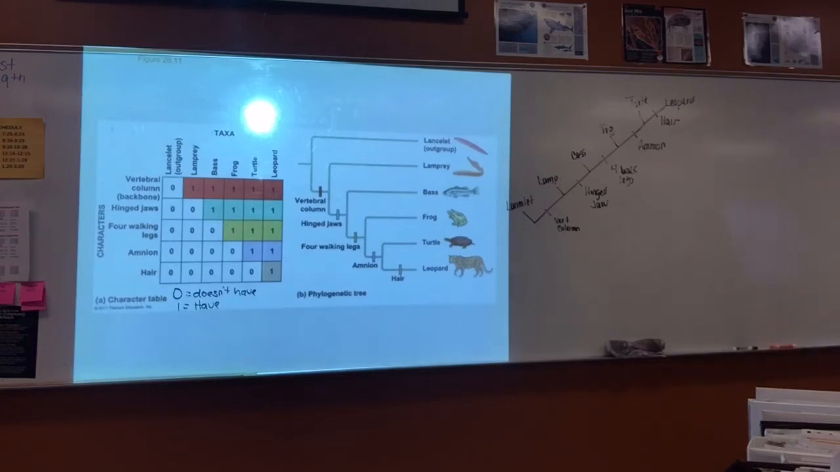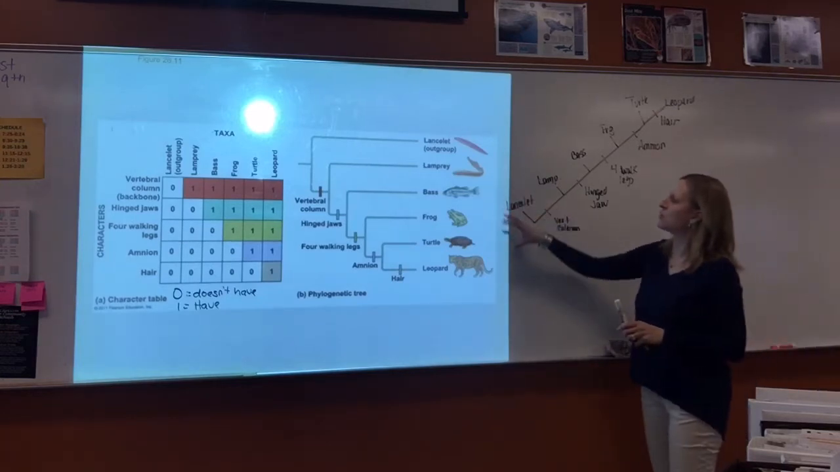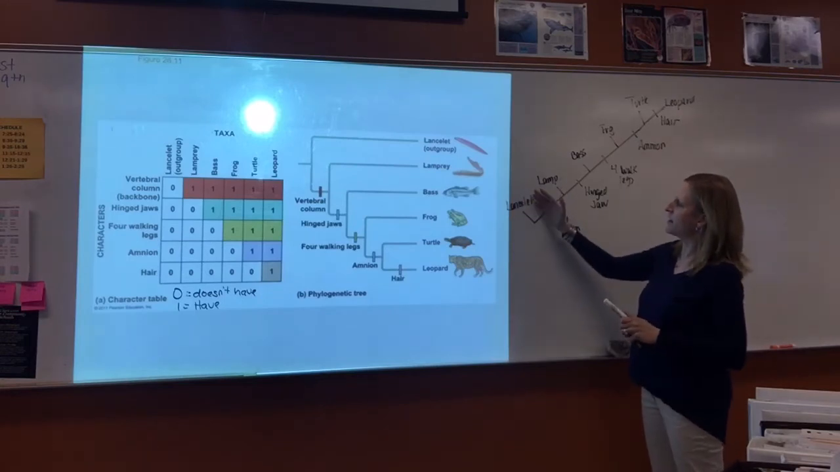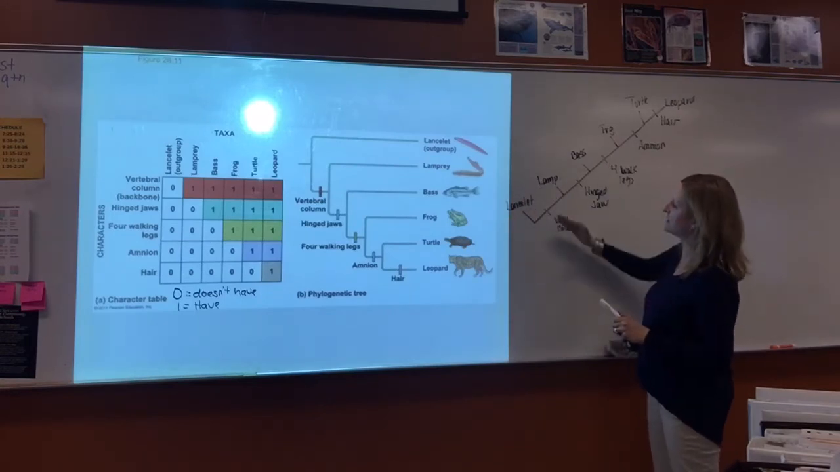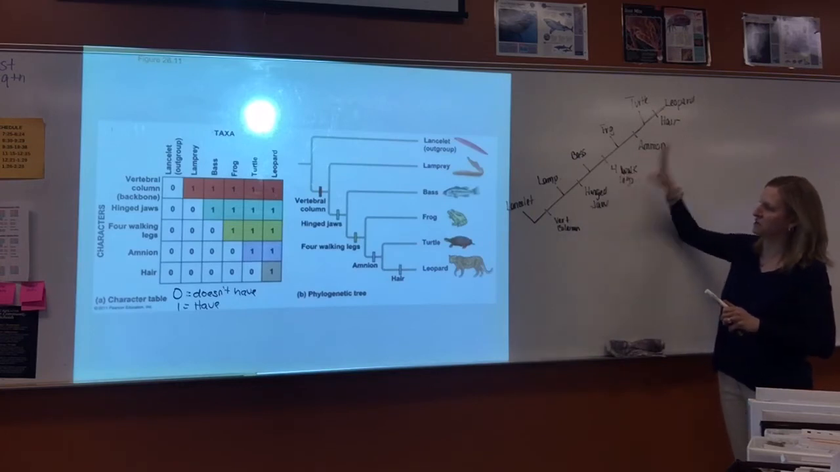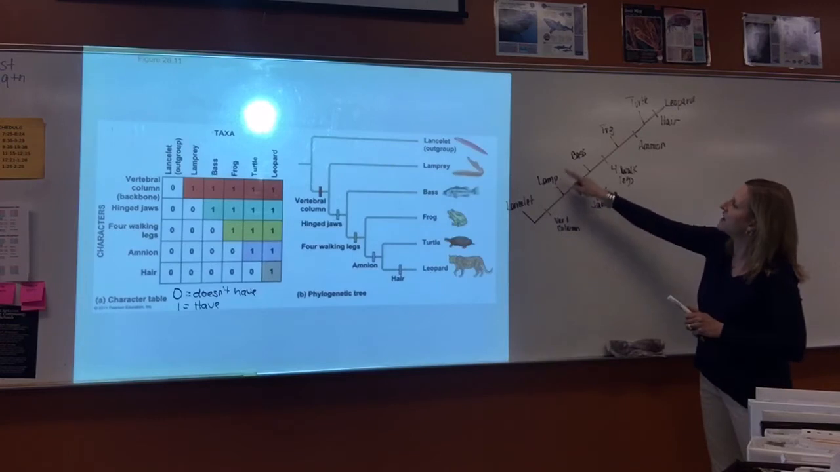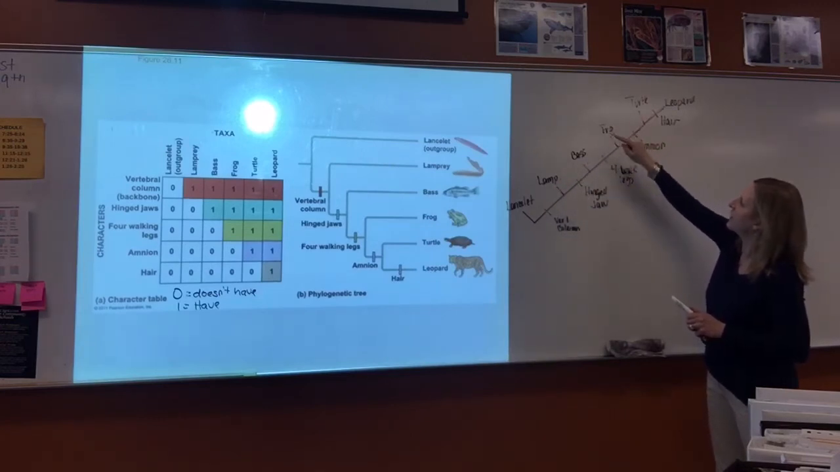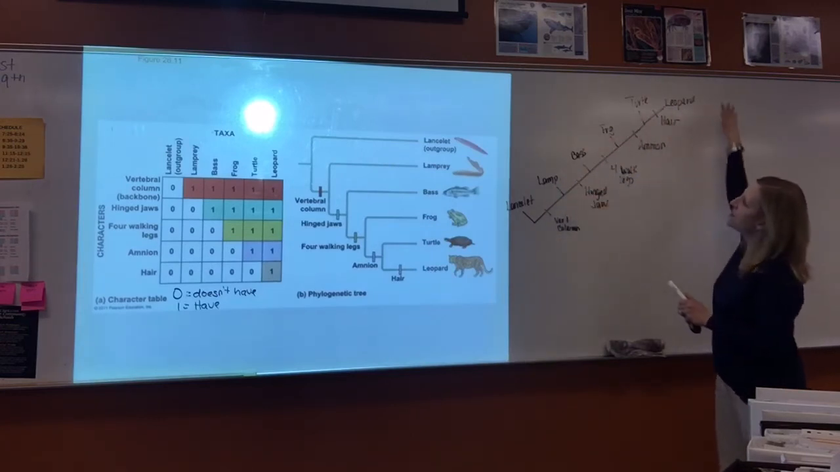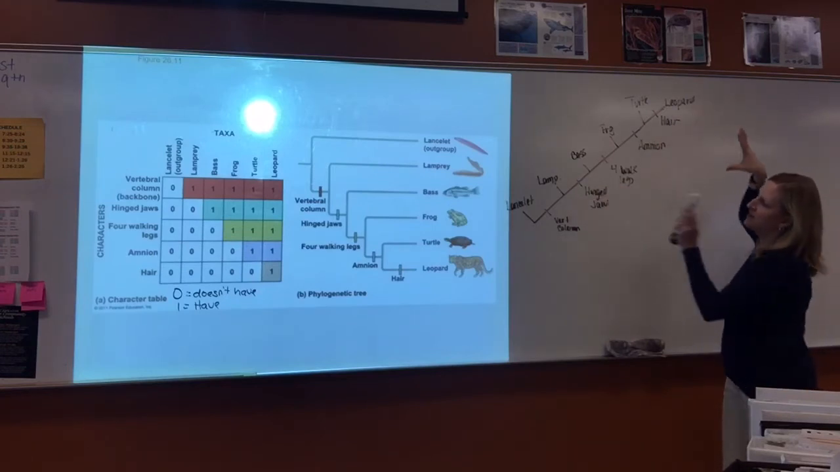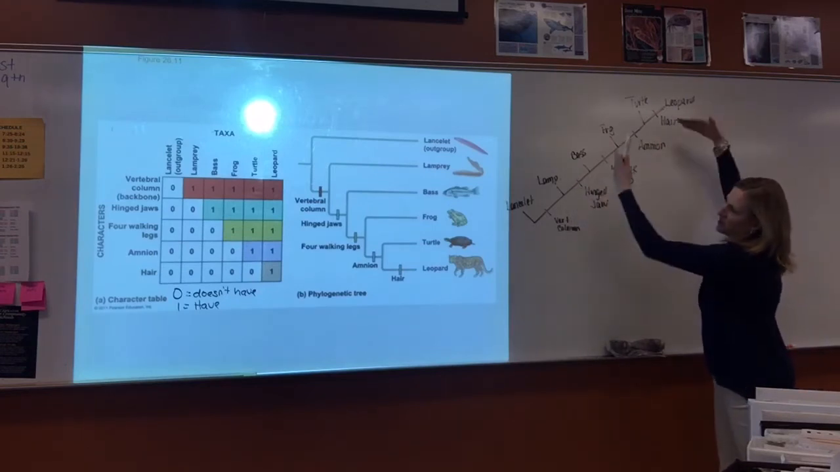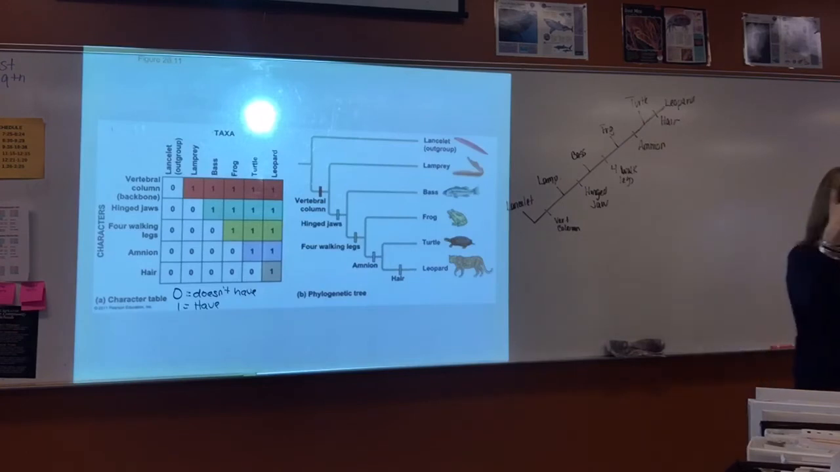We call the lancelet the outgroup because it is kind of the ancestor of these others. It doesn't really have any of the characteristics that we're talking about. Then all of these, the lamprey, the bass, the frog, the turtle, and so on, are what we call the in-group. These are the ones we're looking at with these four characteristics. They're part of the group that has the vertebral column and so on. So the lancelet is on there as an ancestral species.